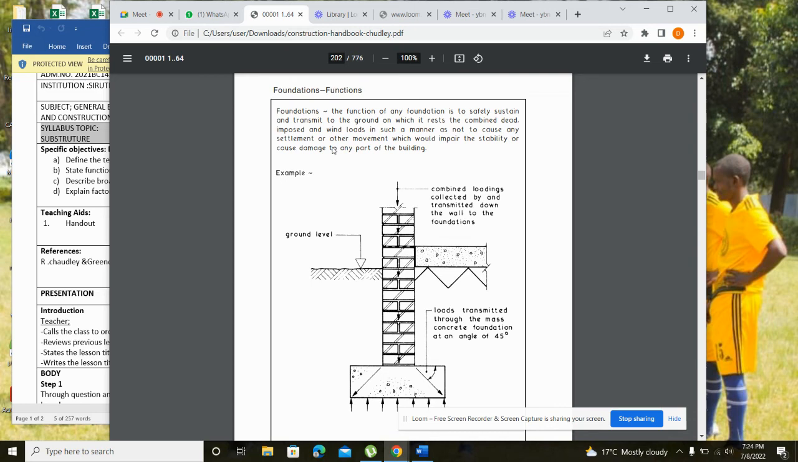Otherwise, for the assignment, I want you to go and look at the factors to be considered when you are choosing a type of foundation. That is the assignment. Go and look at the factors to be considered when choosing a type of foundation. That one is due our next lesson, we shall proceed from there.